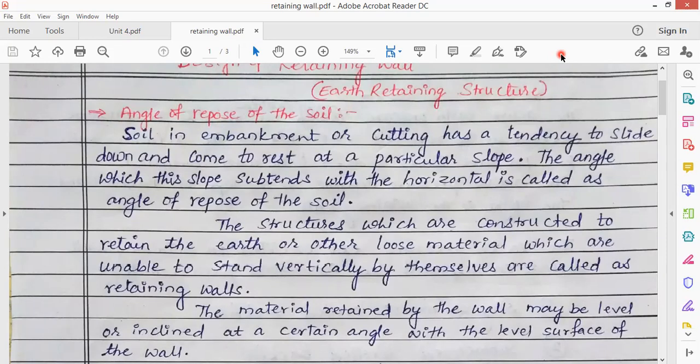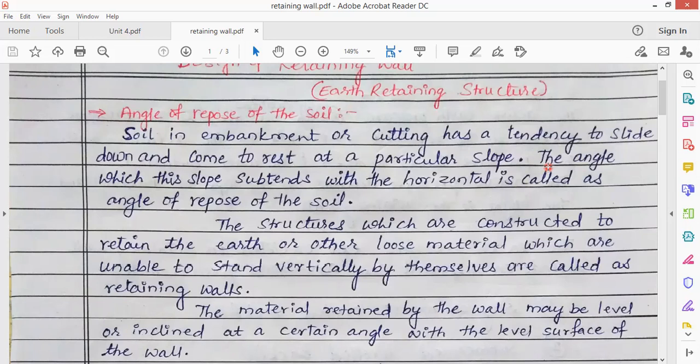Okay. The first terminology we are going to study is the angle of repose of the soil. A soil embankment or cutting has a tendency to slide downward and come to a rest position, right? When the soil slides, it will have a certain inclination when it comes to rest. This inclination or slope of the soil is called the angle of repose of the soil. That is the first terminology we are going to study.